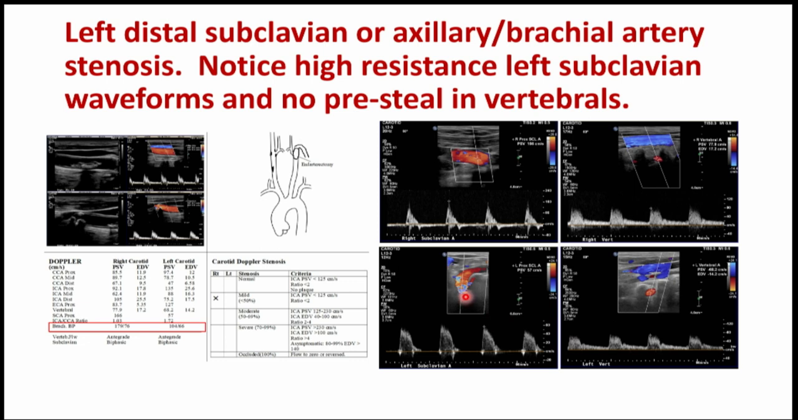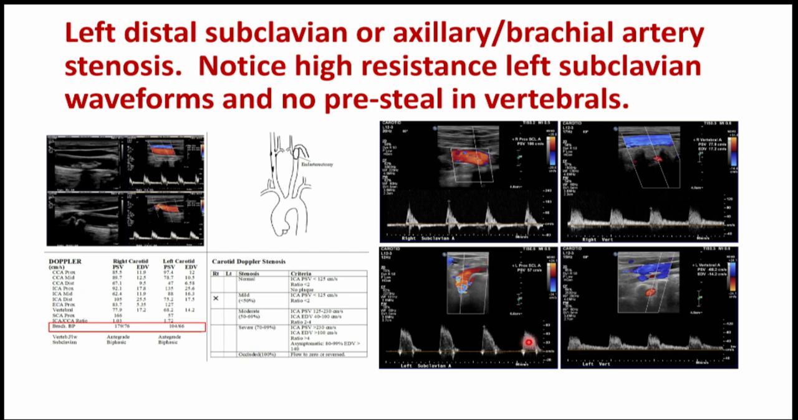I would expect this stenosis to be severe. I was expecting to see a reverse flow in the vertebral artery, given the fact that the patient has a 75 millimeter mercury pressure difference. And it wasn't a measurement error. That was the real blood pressure. That was confirmed. So where is the stenosis?